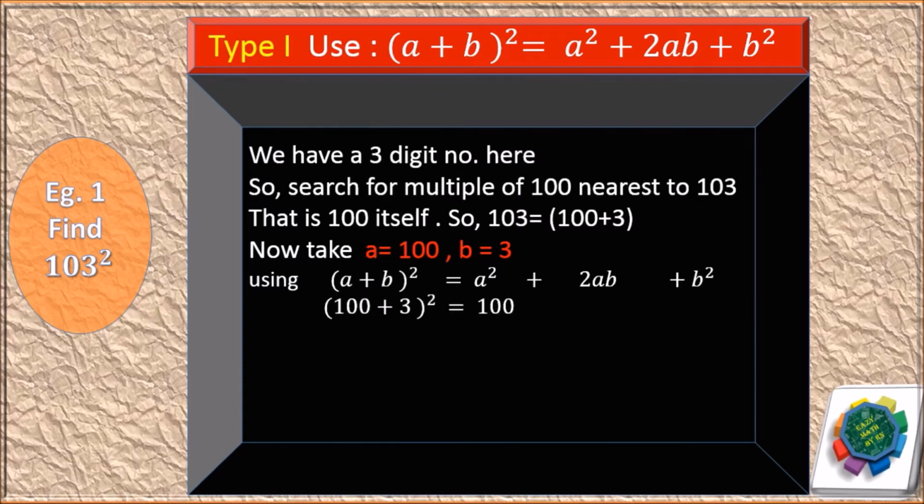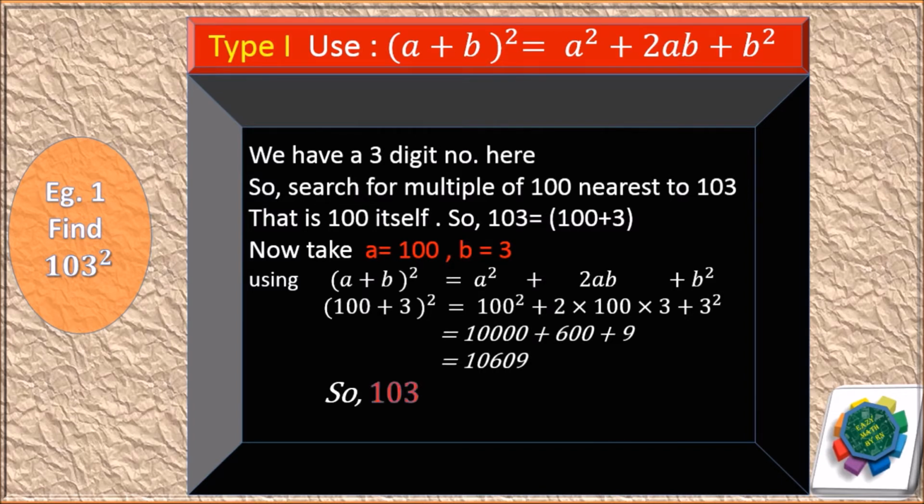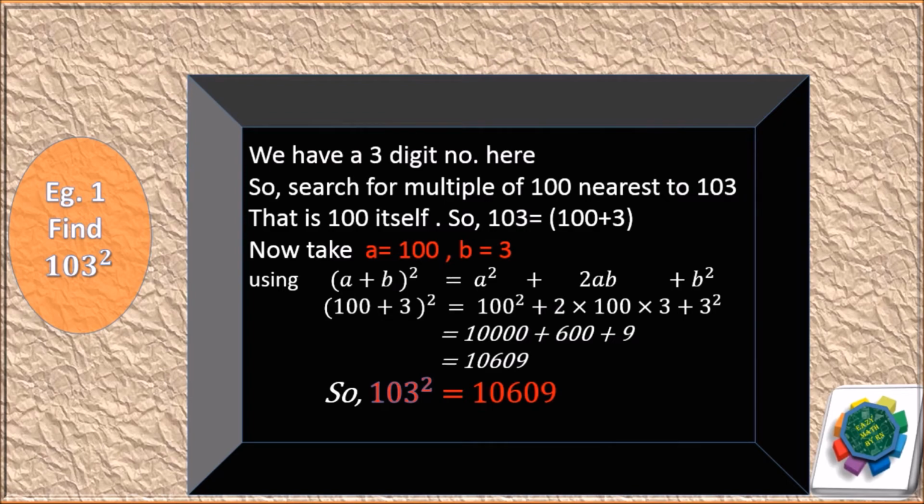Now 100 square is 10,000. 2 into 100 into 3 will be 600 and 3 square is 9. So on solving, we get 103 square as 10609.